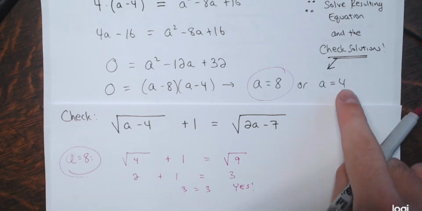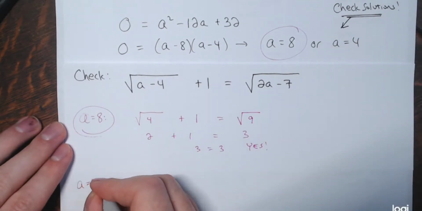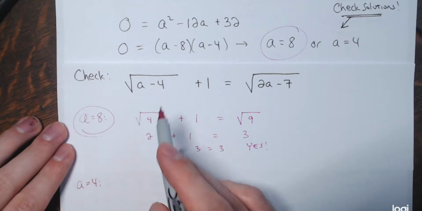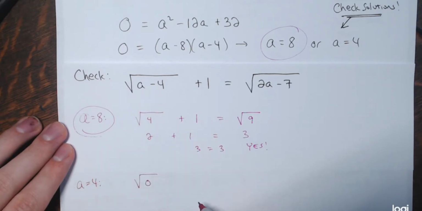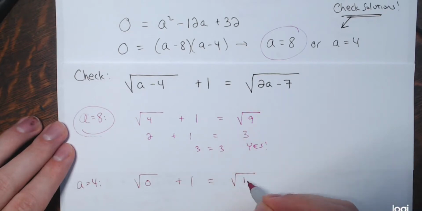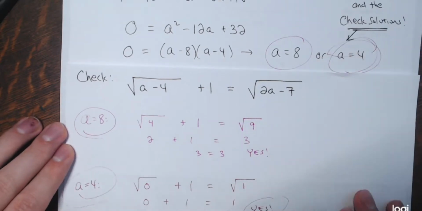Now let's try 4. A equals 4. Well, put in 4 for a here, you get the square root of 0. All right, 4 minus 4, then plus 1 equals the square root of, now 2 times 4 is 8, minus 7 is 1, and this is 0 plus 1 equals 1. 1 equals 1, yeah. Both of these work. Both 4 and 8 work.